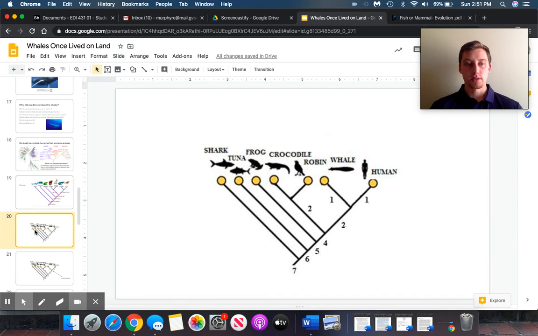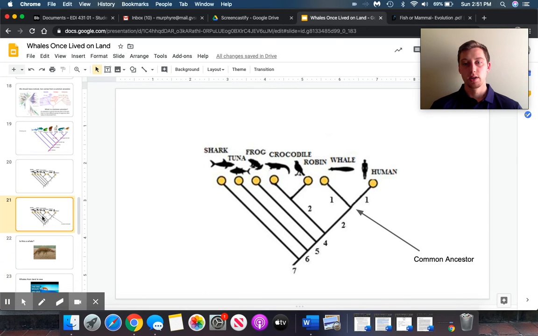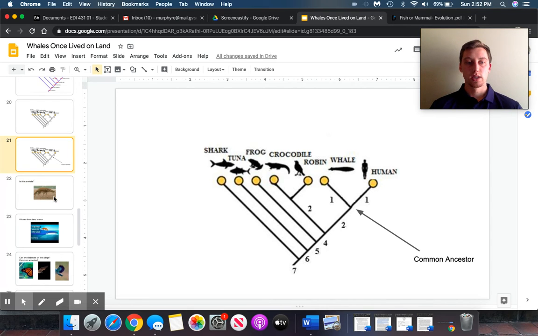I give students a little question as to what's the common ancestor between whales and humans? Can you find that point on the cladogram? So hopefully students can realize that this common ancestor down here that split off into the whale and human would be the common ancestor.